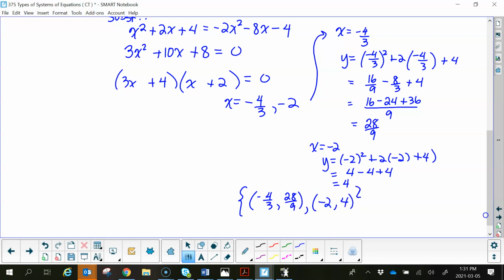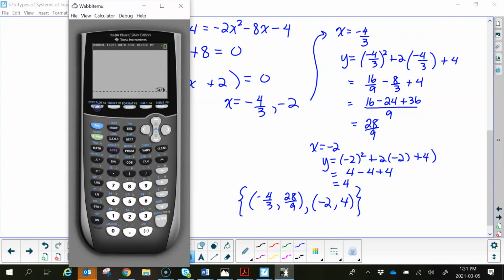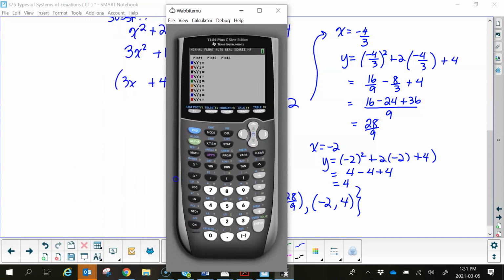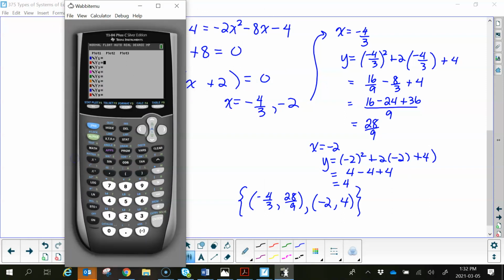Now, this has a lot of fractions. You want to check and make sure, maybe I made a mistake. How can you check? You can do it by graphing, right? So go to y equals, clear off anything that's in there. And what do we have here? x squared plus 2x plus 4. x squared plus 2x plus 4.